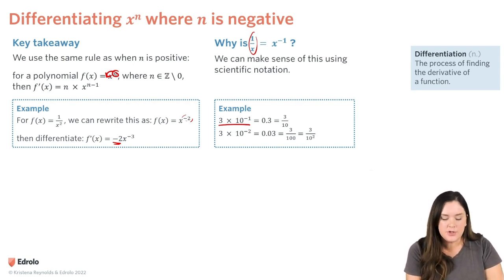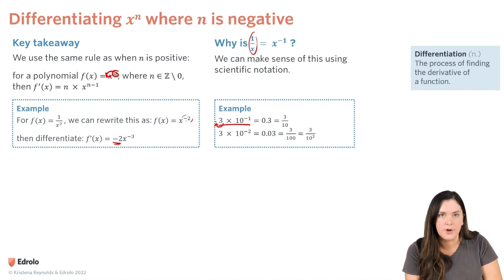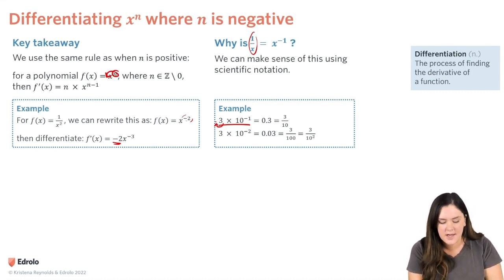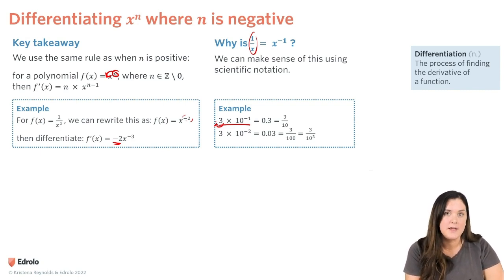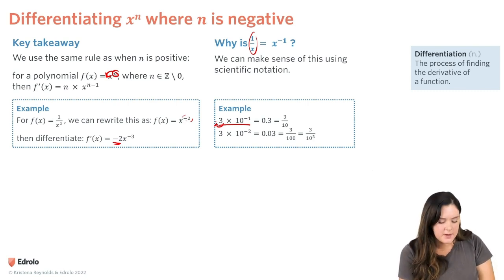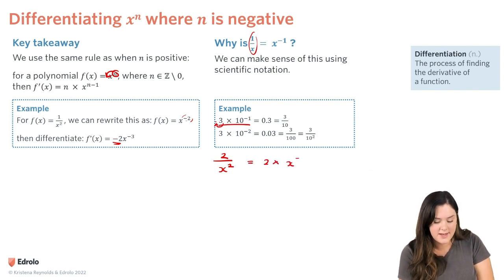What that's telling us to do is move the decimal place backwards by 1. So moving that back by 1 is going to make our number smaller. So we get 0.3, which is the same as 3 over 10. If we have 3 times 10 to the negative 2, we're bringing it back 2 spaces. So that decimal place moves 2 spaces. So we get a smaller number again, 0.03, which is the same as 3 over 100 or 3 over 10 squared. So if you see something like 2 over x squared, it can be rewritten as 2 times x to the power of negative 2.